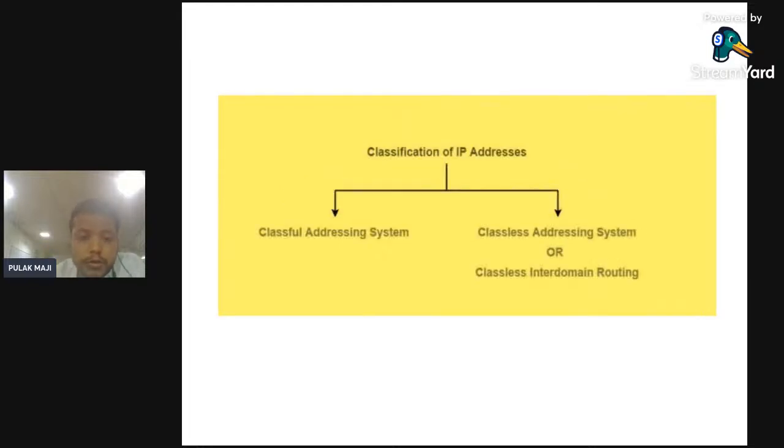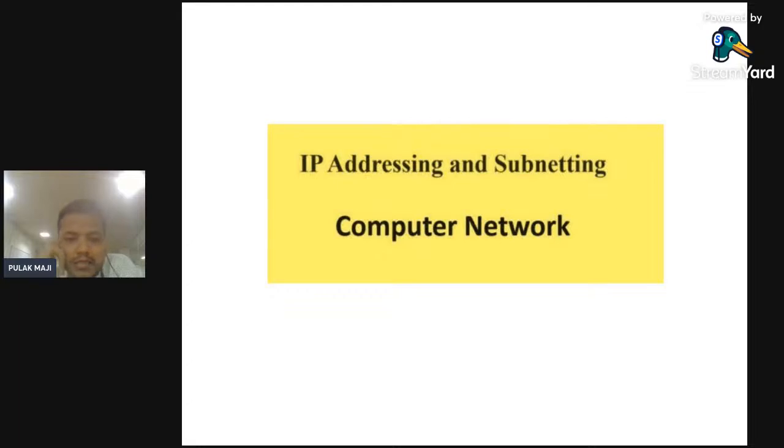First of all, before beginning anything, let's discuss what IP addressing is. Whenever we want to send any data from source to destination, whether it is a LAN network or outside the LAN network, we need some kind of address. Without addresses, our packet cannot travel to the particular destination. So in computer network, we have two kinds of addresses: one is physical addressing, another one is logical addressing.